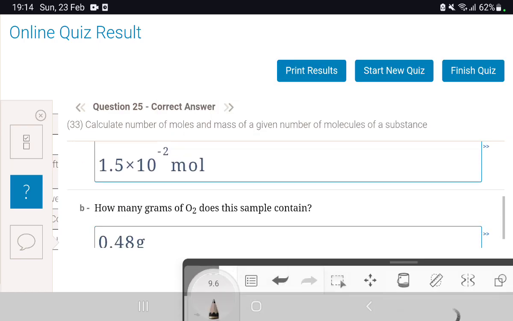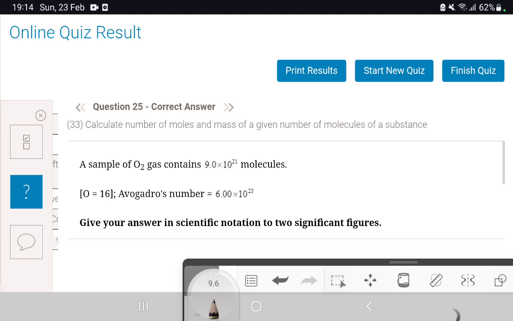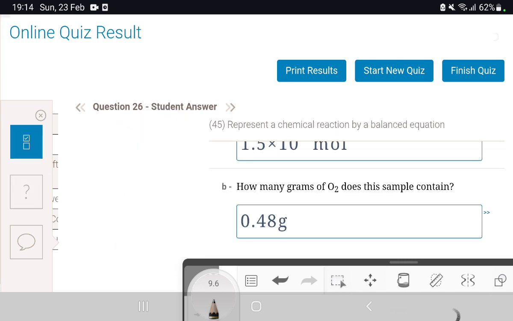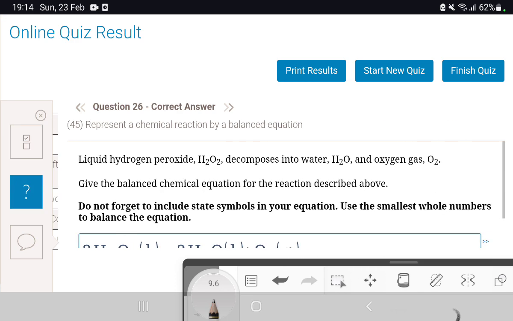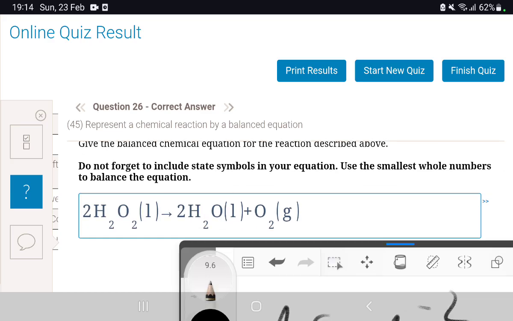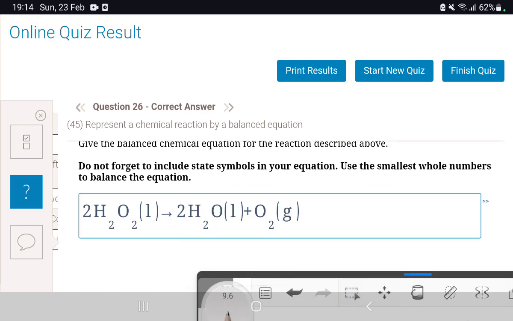And then to find the mass, we're going to do the moles times the molar mass. The moles, as we said, is 1.5 times 10 to the power of negative 2, or 0.015, times 32, which will give us 0.48. Number 26. For this question, all we're going to have to do is balance, which is something I cannot teach myself.